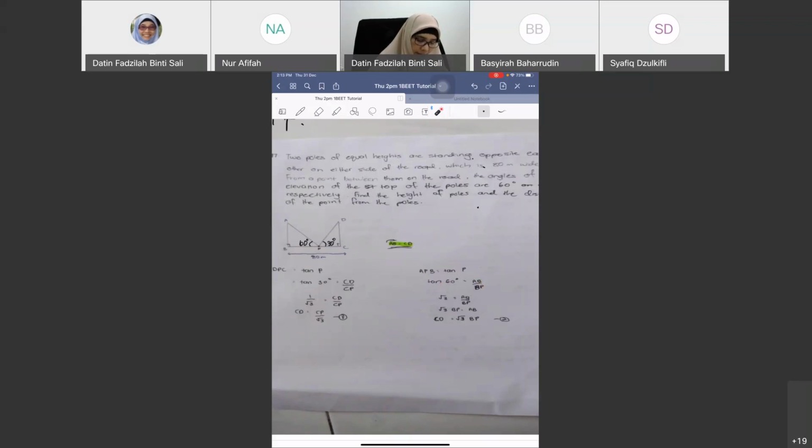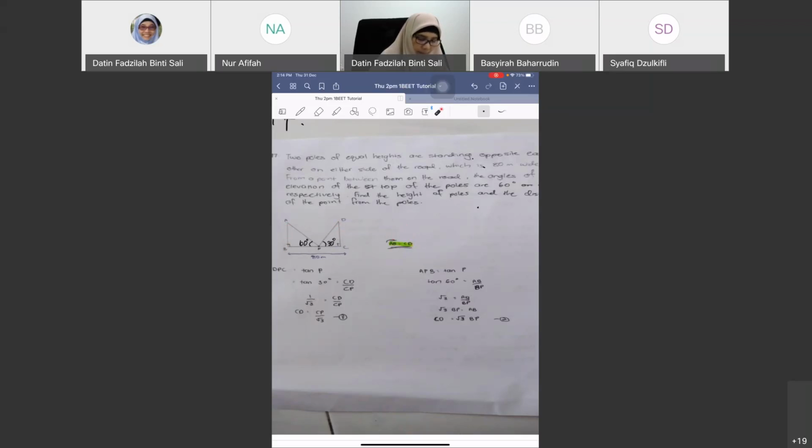So again, tangent 60 is root 3. Then this is BP. So you have your AB is equal to root 3 BP. And AB is the same as CD. AB and CD are the same.